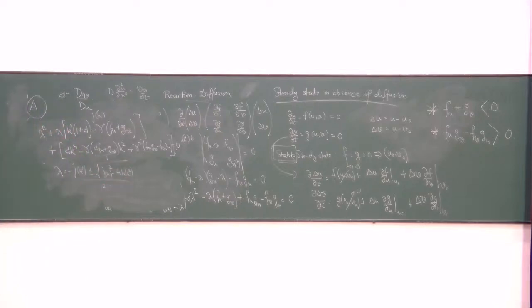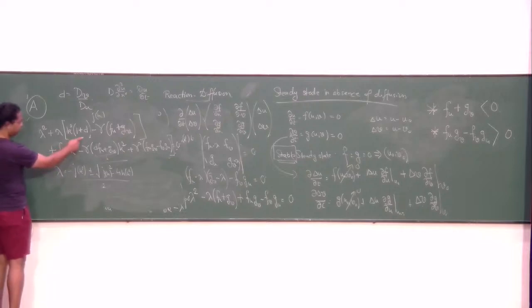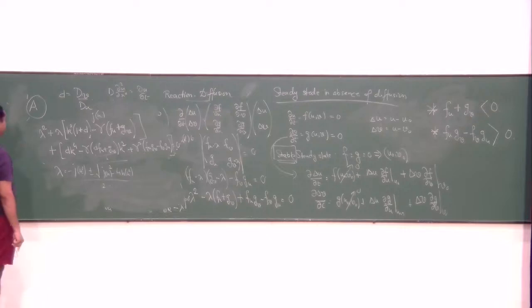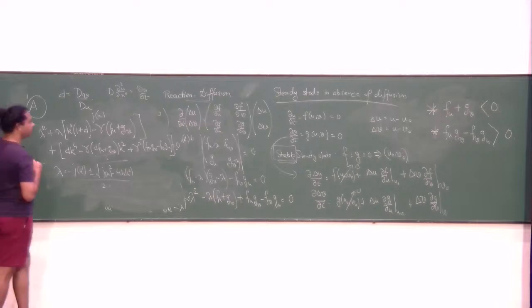So if I wanted to make this lambda positive, what I could do in principle is have this thing as negative. If this thing, which is this j, is negative, then I'm guaranteed to have at least one root that is positive, correct? So I should try to make this negative.